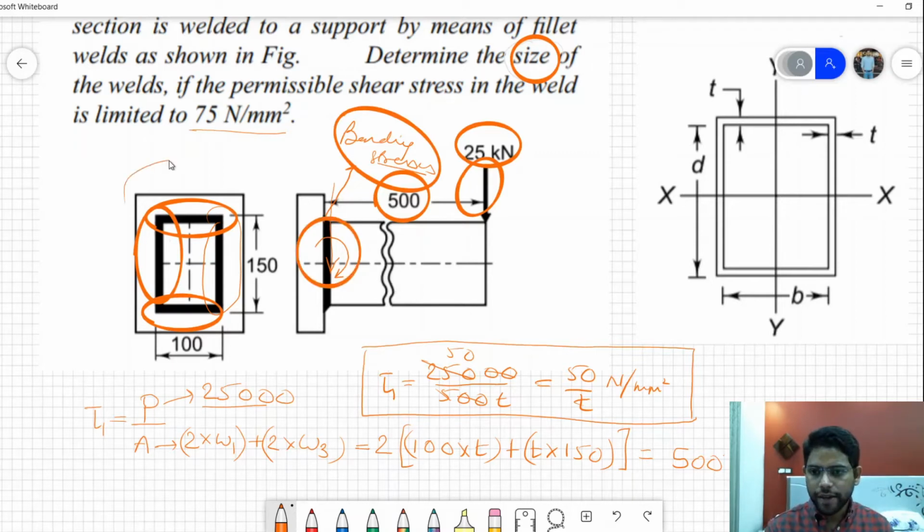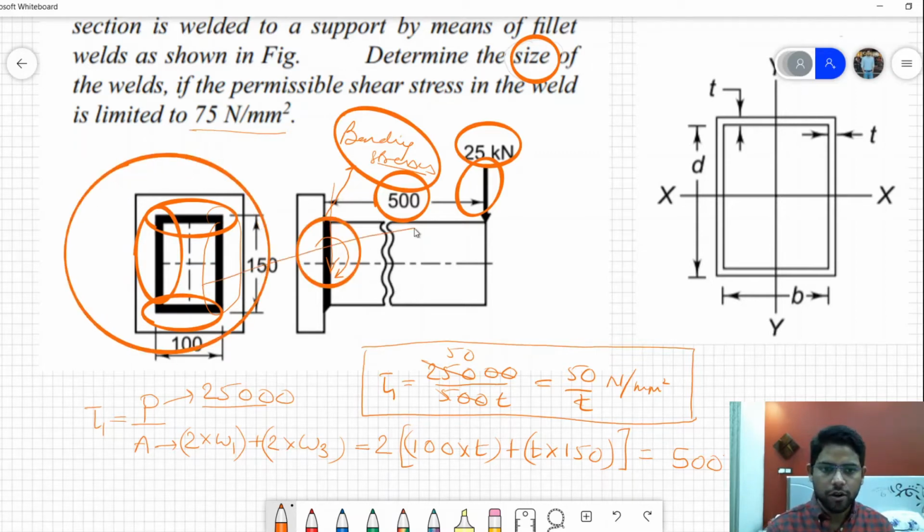For that I have enlarged this cross-sectional area over here. You can see it over here, where this is your x-axis and this is your y-axis. X and Y axes are passing through the centroidal axis of all the welds, the combined centroid of all the welds. T is the throat distance, and this distance is your T. This distance over here is your D, and this is your B. B, given in the question, is equal to 100 mm, and D as given in the question is equal to 150 mm.